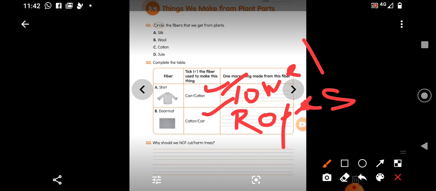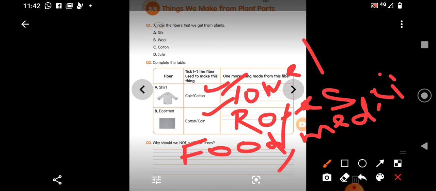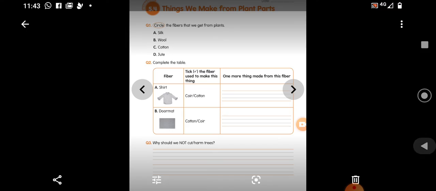You can write ropes. Why should we not harm trees? Why should we not cut or harm trees, children? Because plants give us, you can write food, they give us medicines, they are the home for animals. So you can write plants give us food, medicines, fiber. Yes, children, fiber, and you can add on more things, rubber, even gum, as you have seen in the book. So that's why we should not cut or harm trees. It is also home for animals like squirrels and all, no children. So try to complete this on your own.